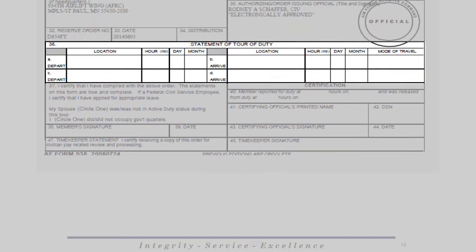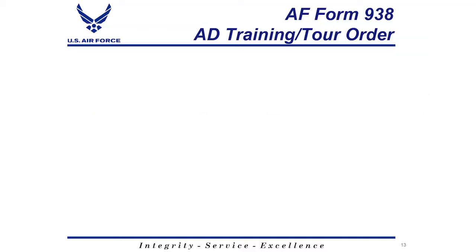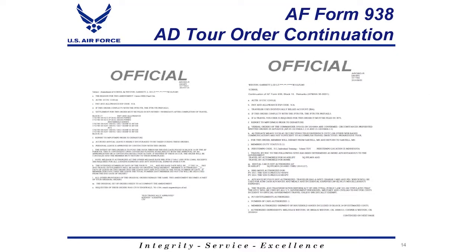Block 36 provides the statement of tour of duty. Blocks 37 through 47 provide statements of certification and the dates which make the order binding. The continuation sheet for Air Force Form 938 shown here is used for any additional information required as the amendments for the active duty training or active duty tour order.